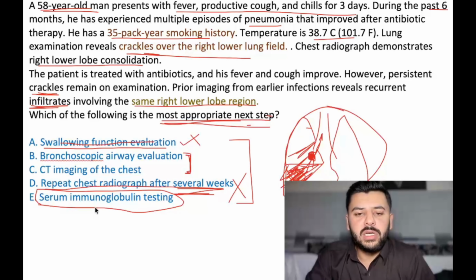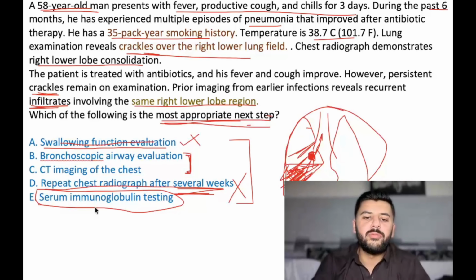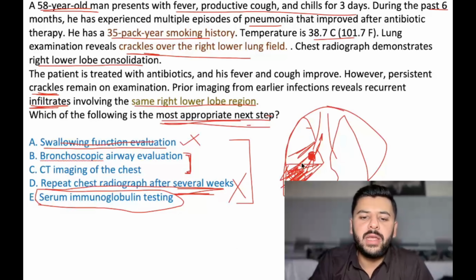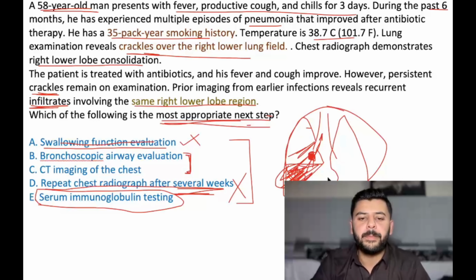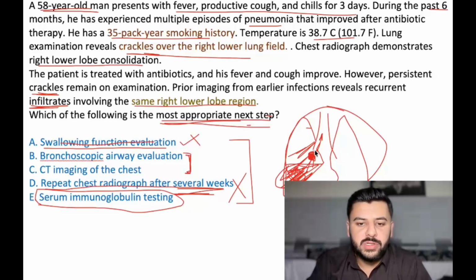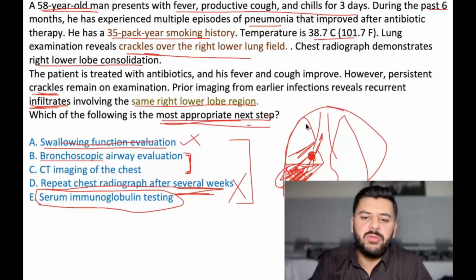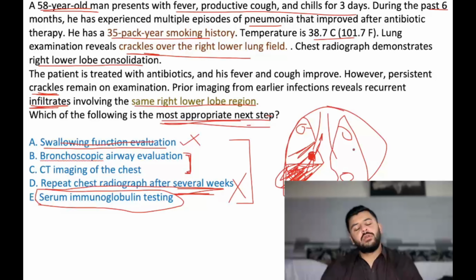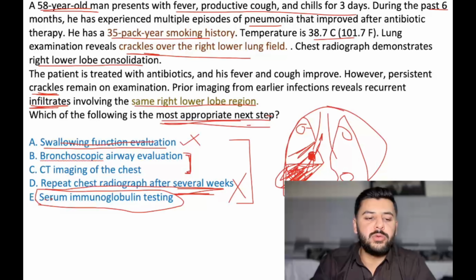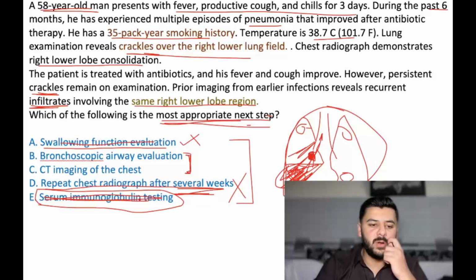If immunoglobulins are decreased, if there is a problem with the immune system, then why is it involving only a single lobe? Okay, that's a question. If it were an immune deficiency, it would not be involving a single lobe. It would be involving sometimes here, sometimes here, sometimes here. So you'll see pneumonia in different lung lobes if it were a problem of the immune system. So that's clearly a dead giveaway that it's not the answer here.